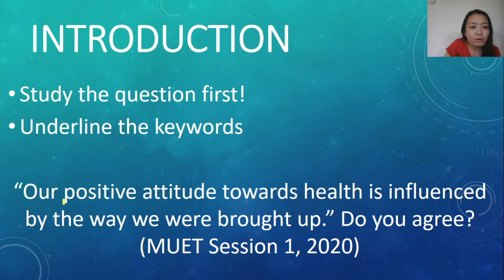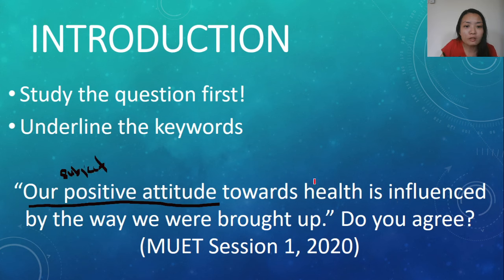So here, you have to identify 3 elements. Usually there are 3 elements inside a question. The first one that we can identify from here is our positive attitude. This is also recognized as the subject of the question. And then over here, you need to find out what is the issue that is happening to the subject of the question. Our positive attitude, towards health, and then the issue here talks about being influenced. So this is the issue.